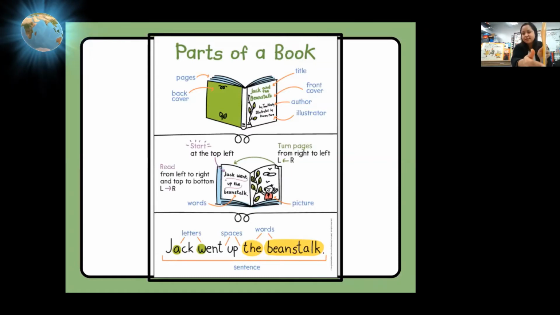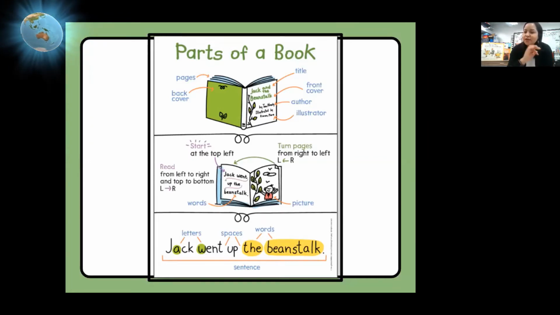All right, and in pre-K they went over this part. What is this? The spine, and the spine is the one that holds the book together, all the pages, including the front and the back cover of the book. Now remember, the title of the book is the name of the story. The author is the one that writes the story. Good job. And the illustrator is the one that draws the pictures. Yay!